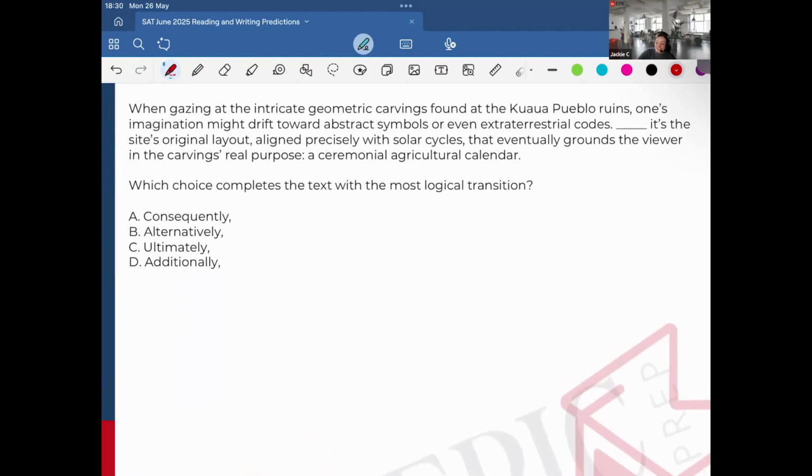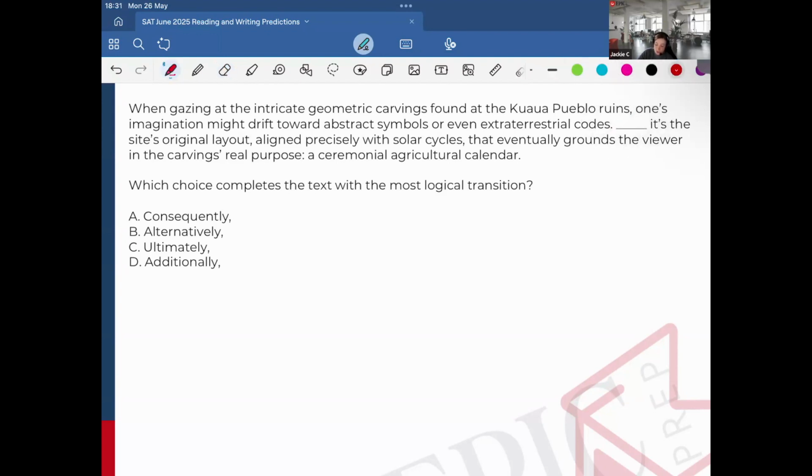Who knows? Okay, so next up, when gazing at the intricate geometric carvings found in the Kawawa Pablo ruins, one's imagination might drift toward abstract symbols or even extraterrestrial codes. It's the site's original layout, aligned precisely with solar cycles, that eventually grounds the viewer in the carving's real purpose, a ceremonial agricultural calendar. Okay, so without seeing the answer choices, to me, this seems to be leading to the conclusion of what we ultimately see, a ceremonial agricultural calendar.